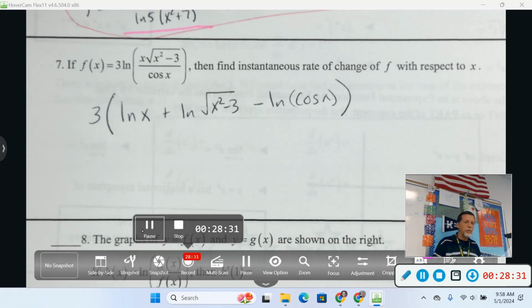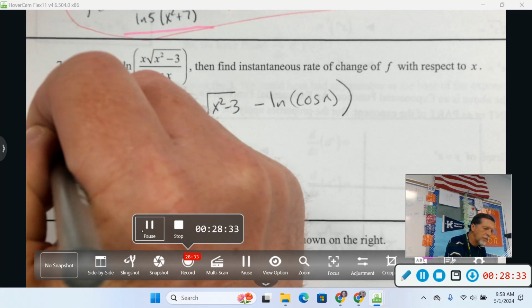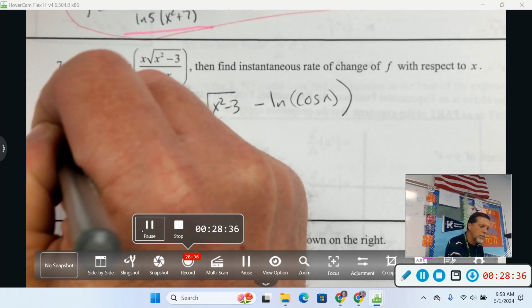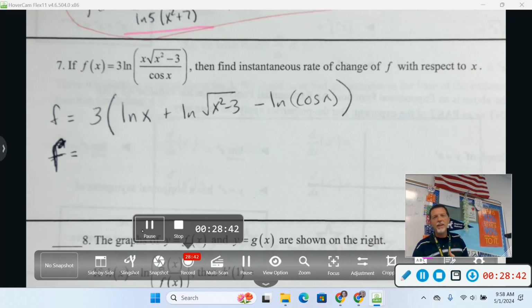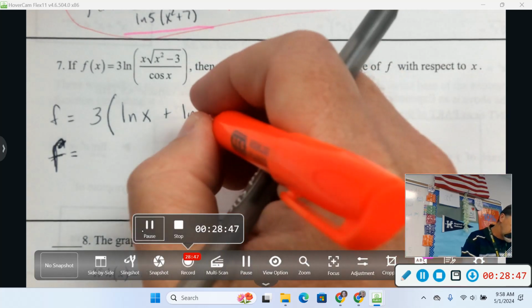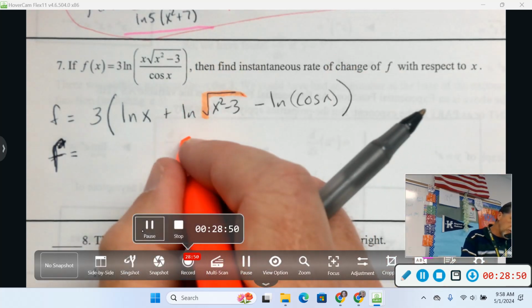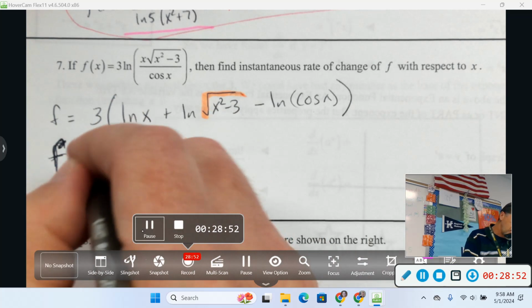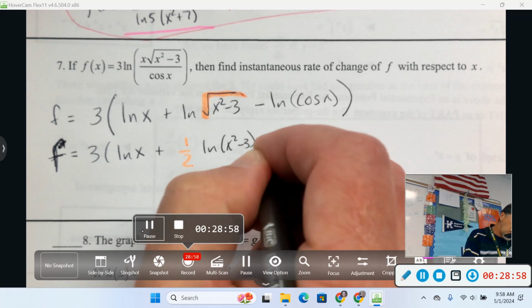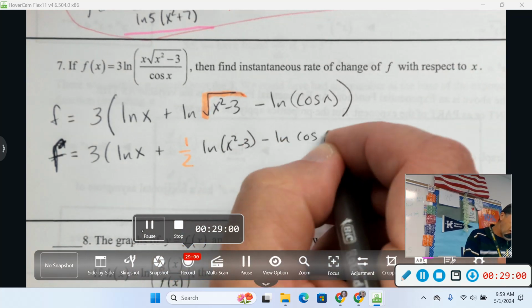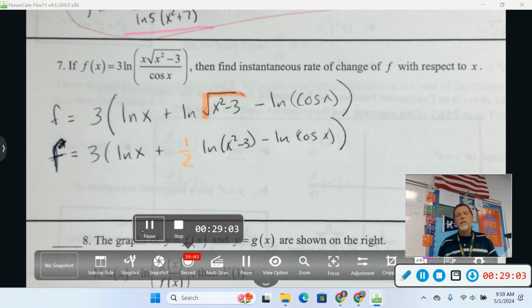Oh, there's one more thing I can do algebra-wise before I even take a derivative. Oops, I keep putting prime when I don't mean prime yet. What's the other algebra thing I can do? Make my life easier. That square root can become a 1/2. Okay, algebra. We haven't even done calculus yet. That's still algebra.